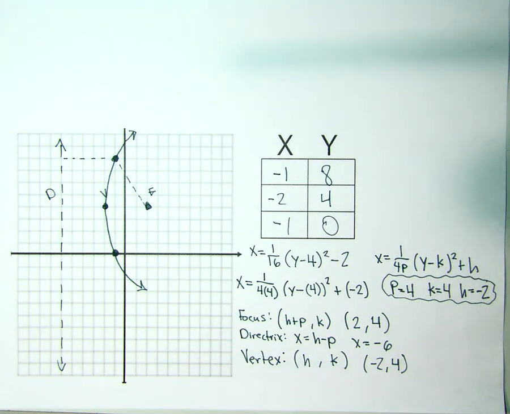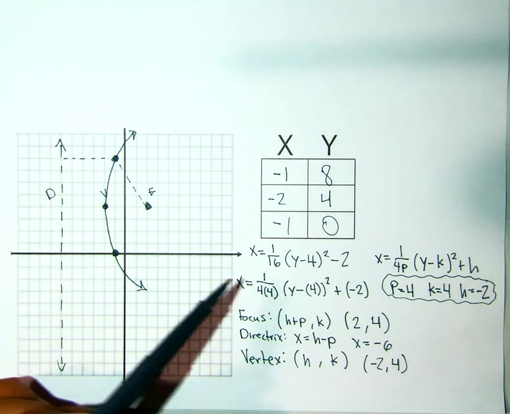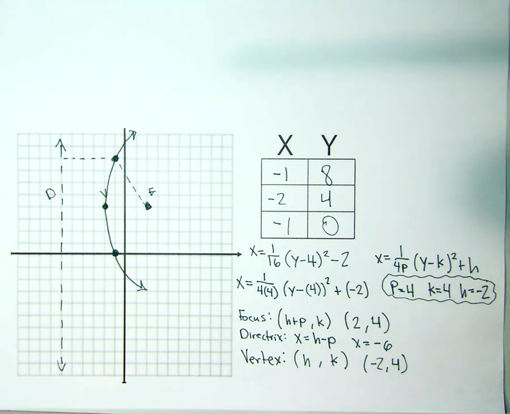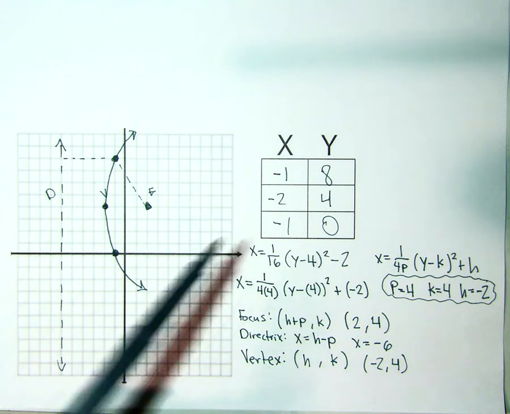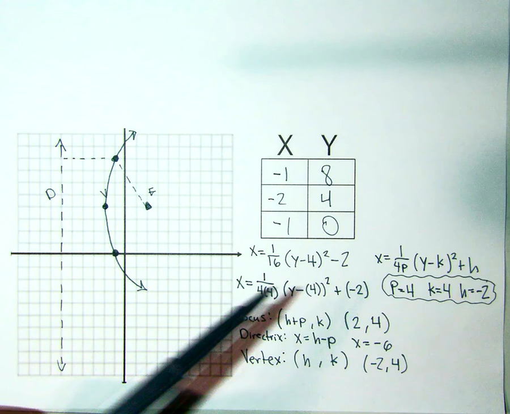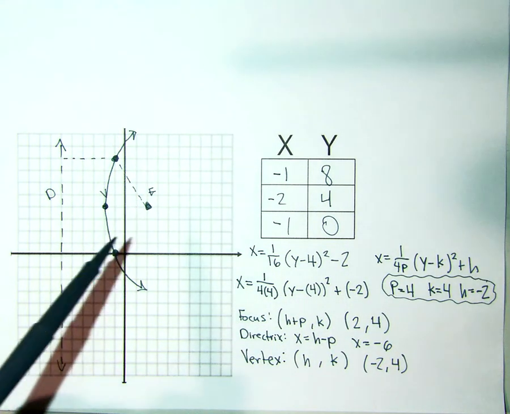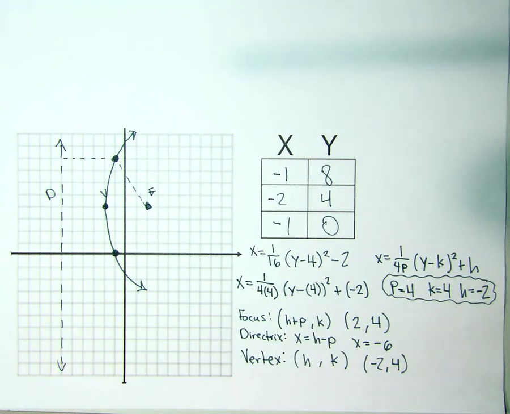Now numbers 6 and 7, you're given a graph and you're asked to write the equation for that graph. I'm not going to show you an example because I want you to complete number 5 and then look at number 6, the parabola that they give you, and be able to come up with the equation. I want you to think a little bit and work through it and try to write the equation for a parabola that's given.